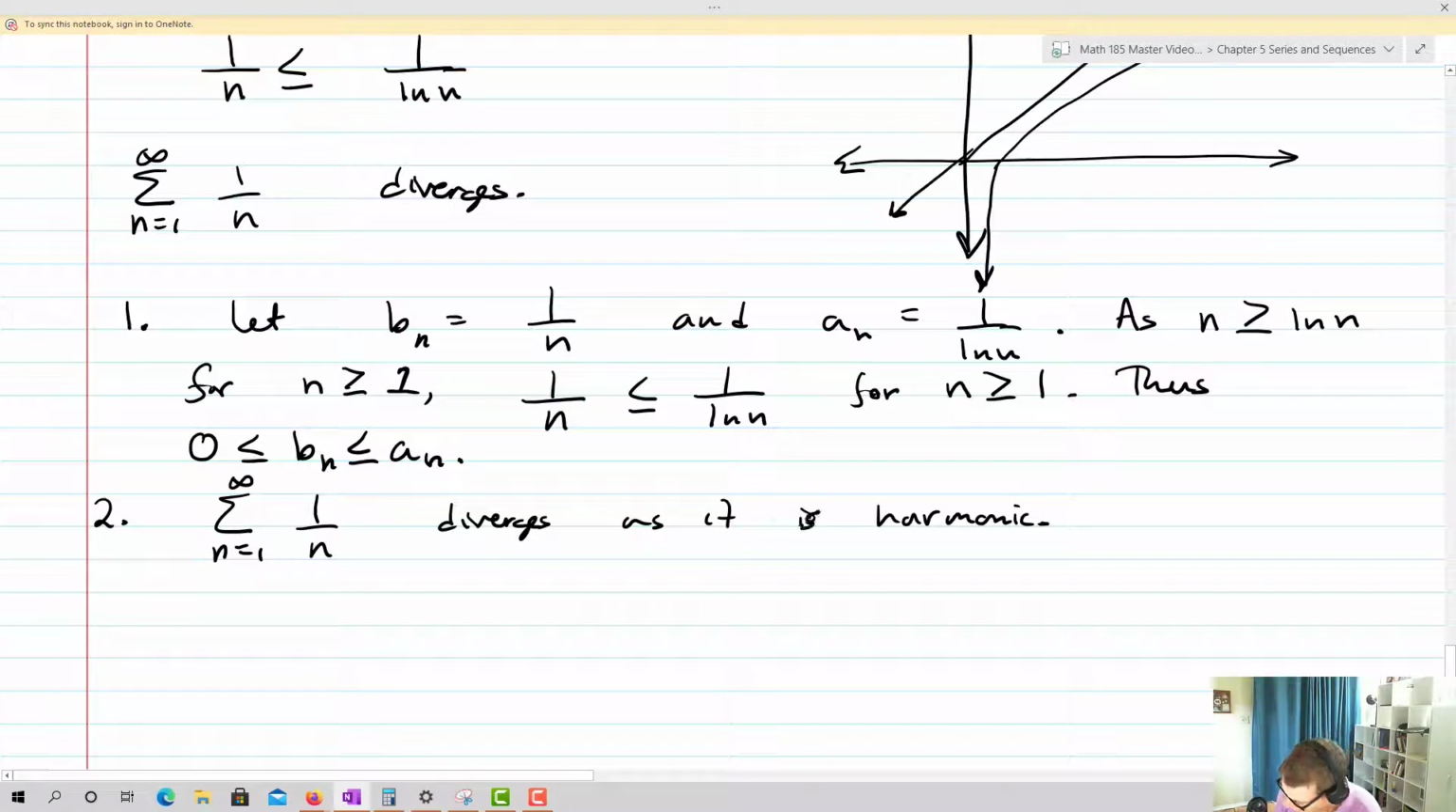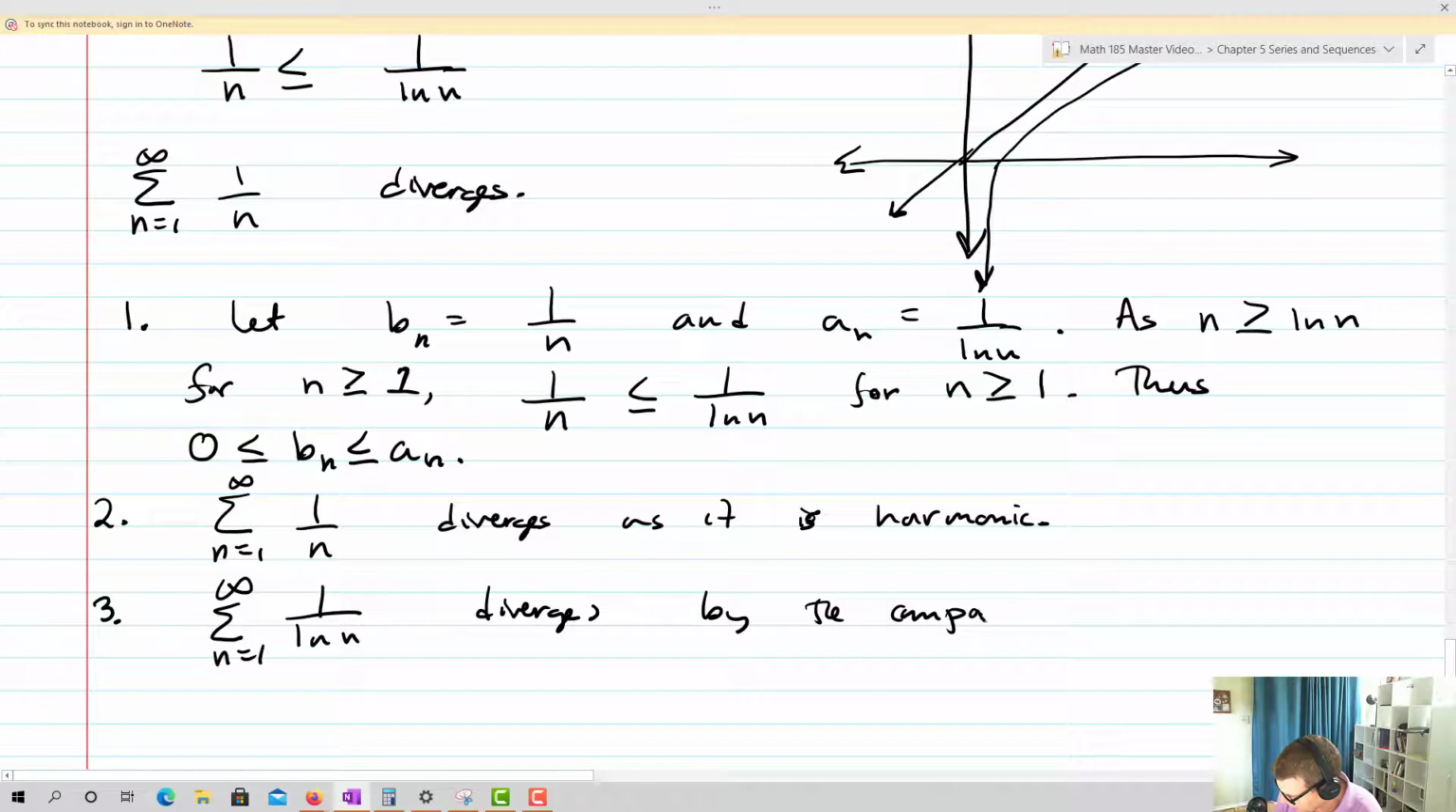Okay, this is harmonic. And then 3, the sum n equals 1 up to infinity of 1 over the natural log of n diverges by the comparison test. And those are the 3 parts to my proof.